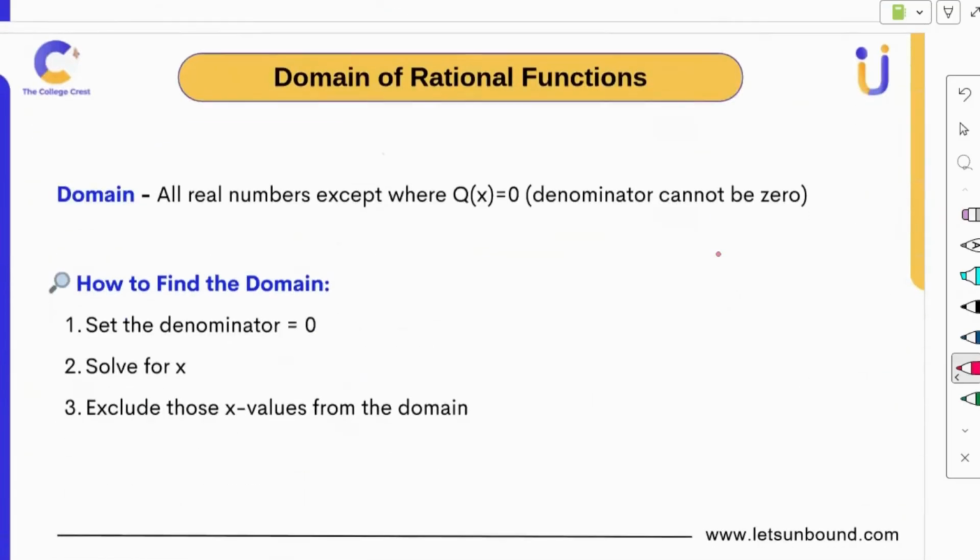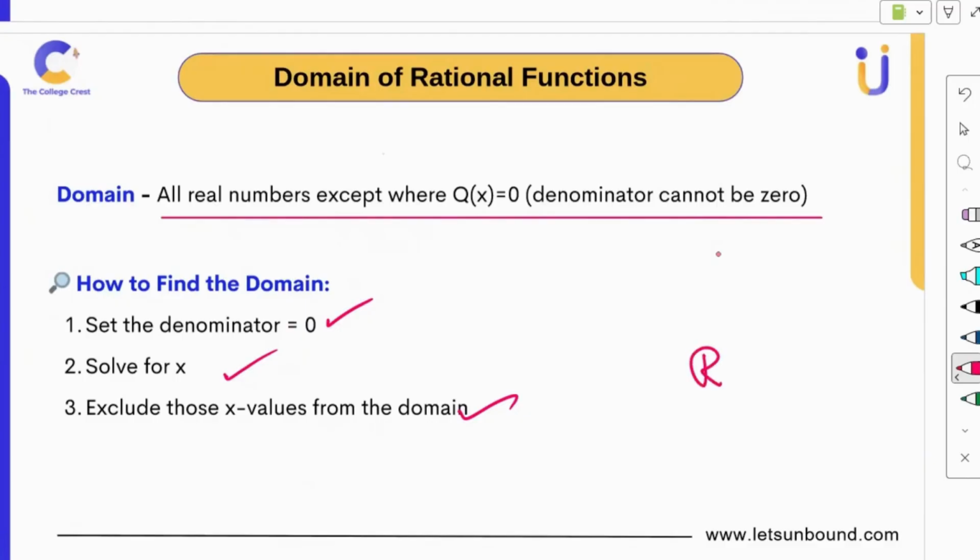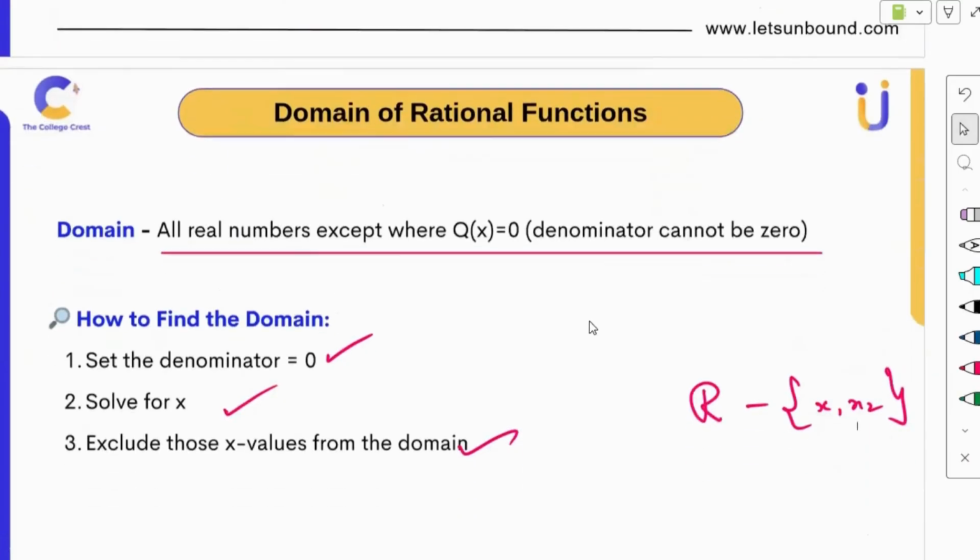Coming to domain: again, it is all real numbers except where the denominator is 0. So, very simple 3 steps. Set your denominator to 0. Solve for x. You will get some values. Exclude those from the domain. So the domain is all real numbers except those values, say x1, x2, or maybe just x. Or maybe all real numbers might also work.